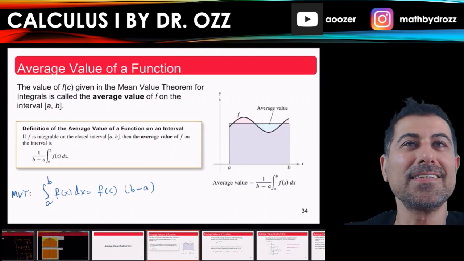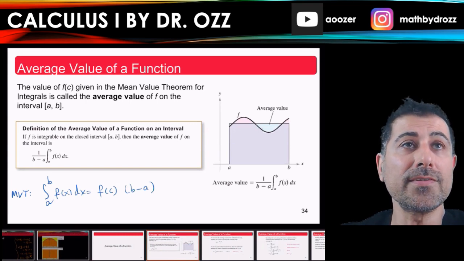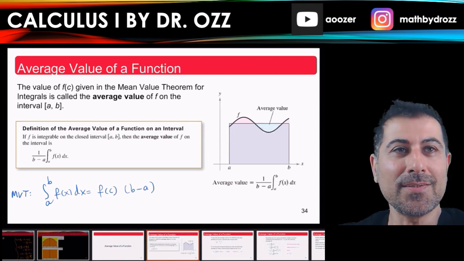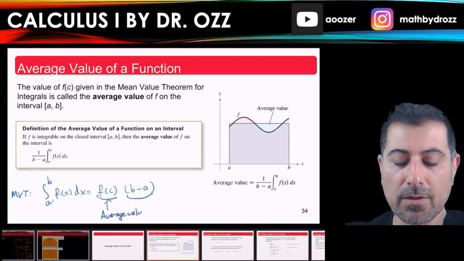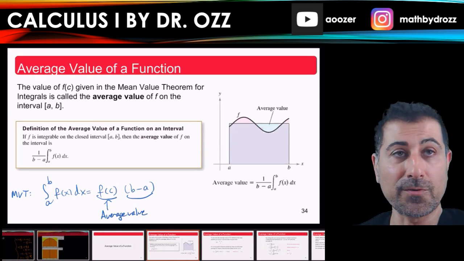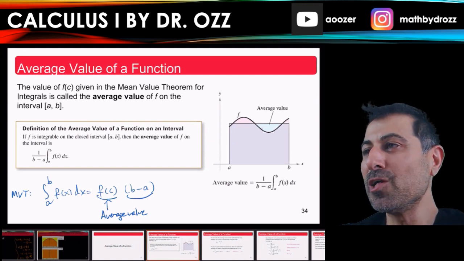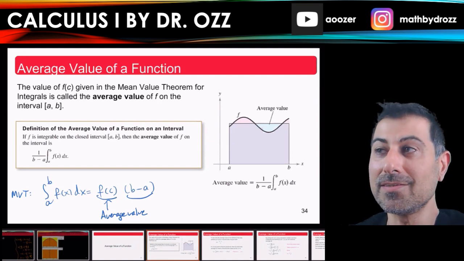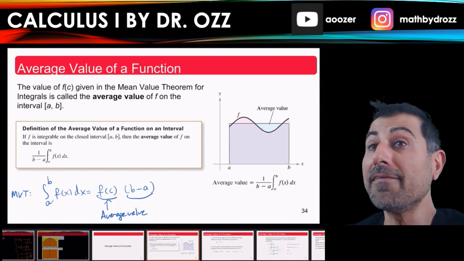All right, the next fact that we're going to go over, in fact the definition in this case, is the average value of a function. In the mean value theorem, we had that this definite integral is represented by f of c times b minus a. Here we're going to call this f of c the average value, because if you solve this equation for f of c, in other words divide both sides by b minus a, you see that 1 over b minus a times the definite integral is f of c, and from this moment on we call that the average value of the function.